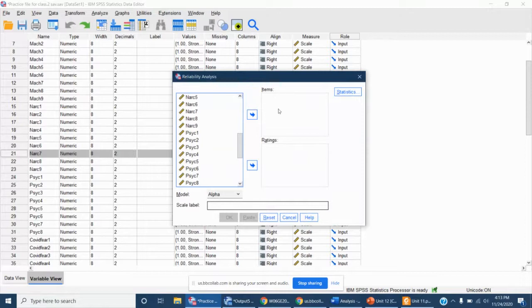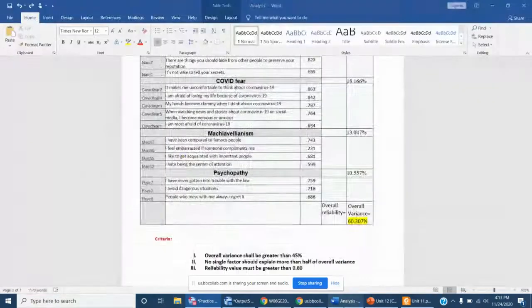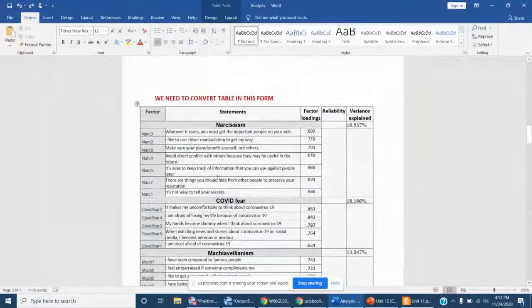We need to choose the items box because these are our questions from our questionnaire. Those questions which are now part of our analysis, which are part of our factor analysis table, we will only include those questions. Those questions which are no longer part of our analysis will not become part of any statistical test which we will be conducting from there on.